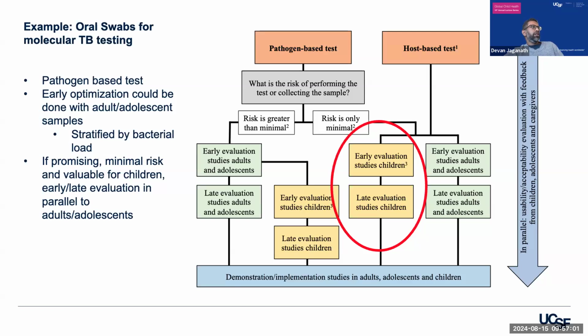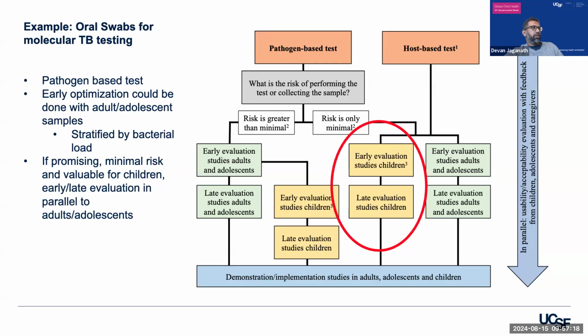And so early optimization could be done with adult and adolescent samples, because again, we're just trying to see if we can actually detect the mycobacterial DNA on the swab. We could stratify that by bacterial load in order to see if it's valuable in children.